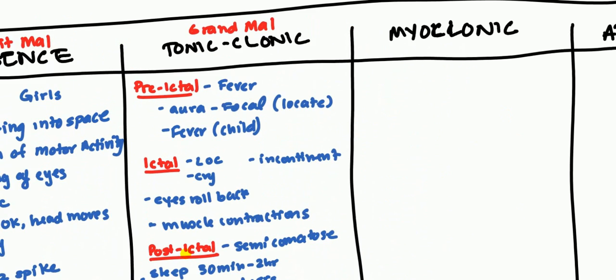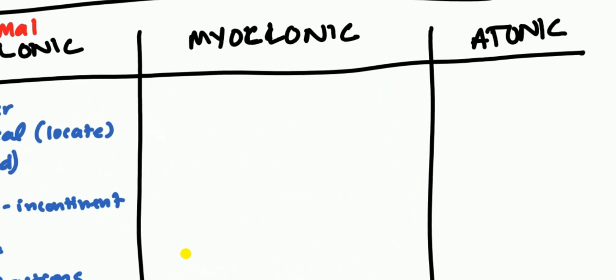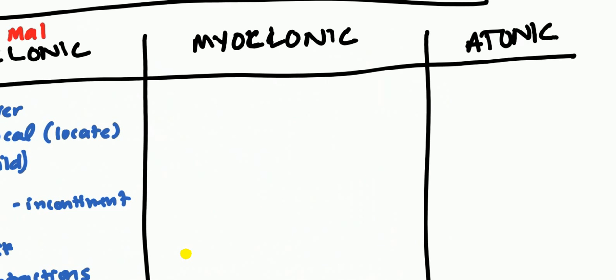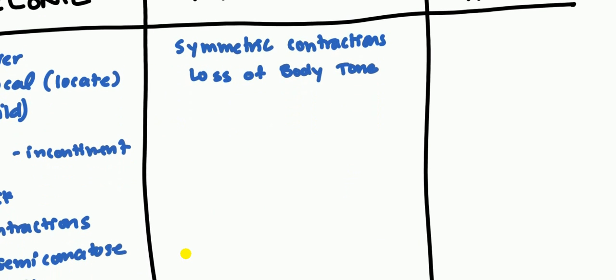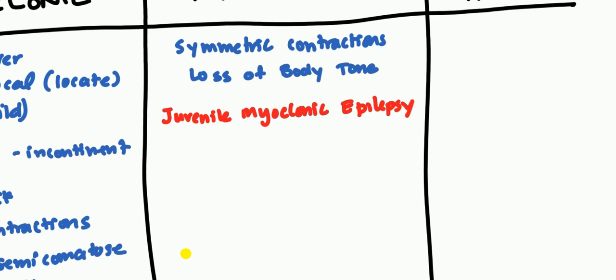Okay, so we did tonic-clonic. We can move on to myoclonic. Myoclonic is when there is a symmetric contraction of the body, and there's a loss of body tone as well. And this is associated with a few syndromes, so we'll go over some of those syndromes here. First is Juvenile Myoclonic Epilepsy, where they have myoclonic seizures starting at the teenage age.